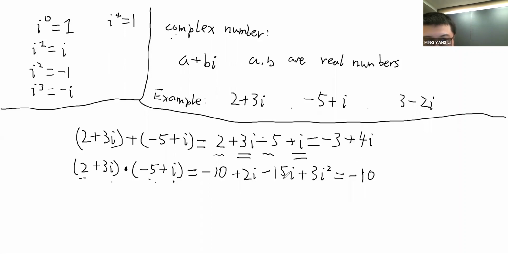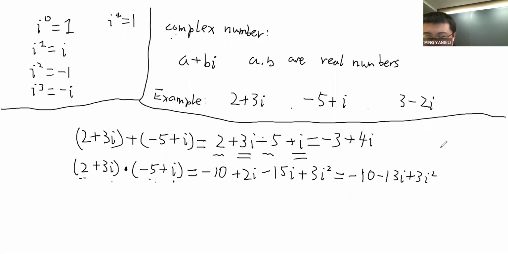Plus 2 minus 15 is minus 13i. And then plus 3i squared. Okay, great. That's the result as a polynomial.